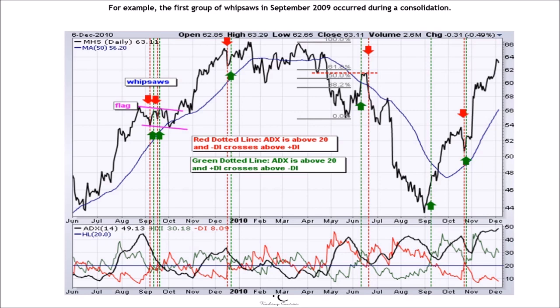For example, the first group of whipsaws in September 2009 occurred during a consolidation. Moreover, this consolidation looked like a flag, which is a bullish consolidation that forms after an advance. It would have been prudent to ignore bearish signals with a bullish continuation pattern taking shape.